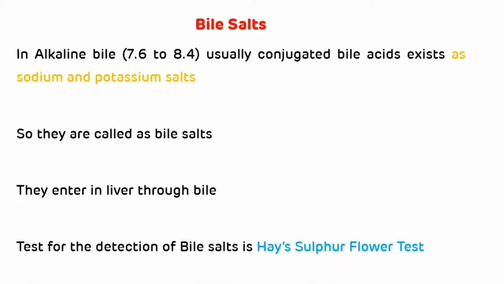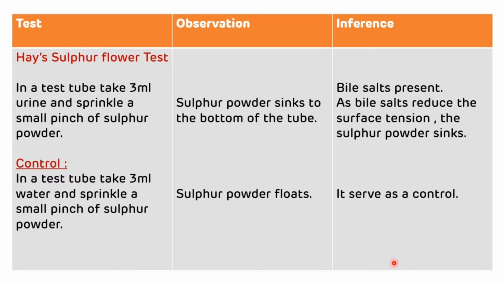Now we will see procedure, observation and inference of Hay's sulfur flower test. For the Hay's sulfur flower test, take two test tubes. In the first test tube, take 3 ml of urine and sprinkle a small pinch of sulfur powder. And in another test tube, take 3 ml of water and sprinkle a small pinch of sulfur powder. It will serve as a control.